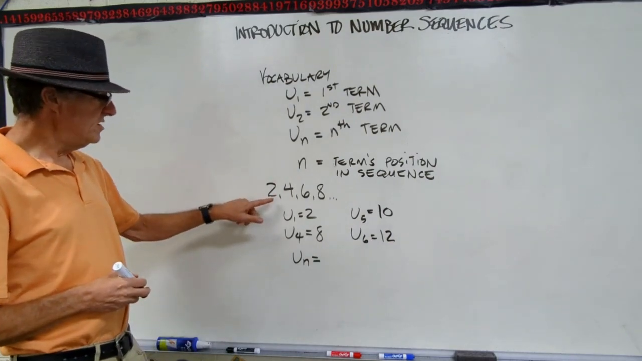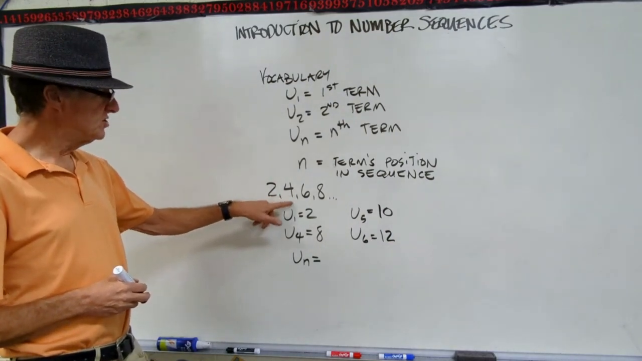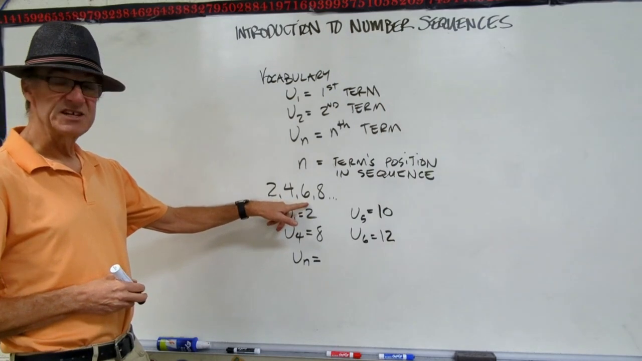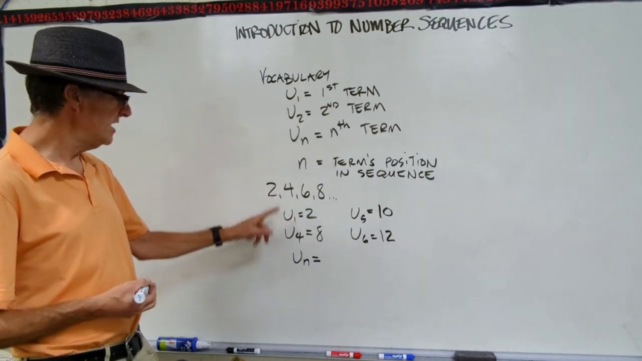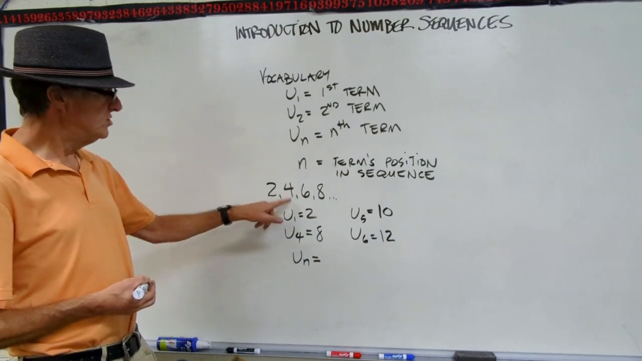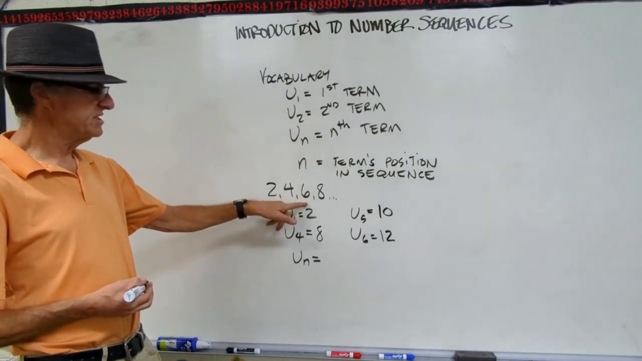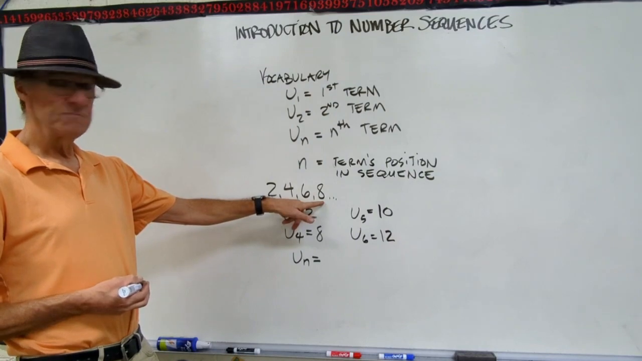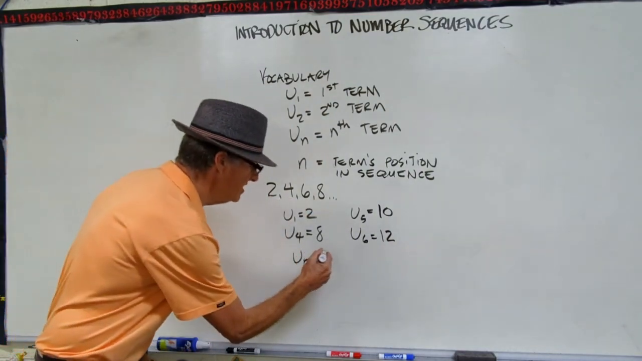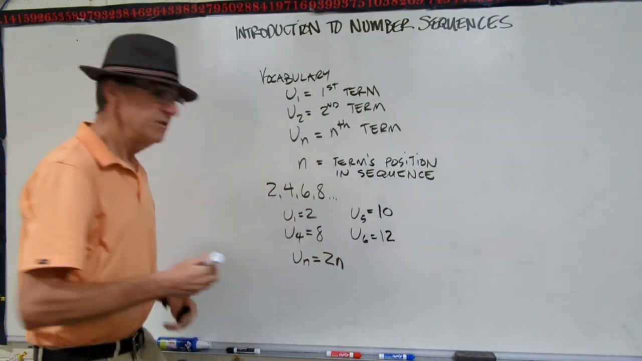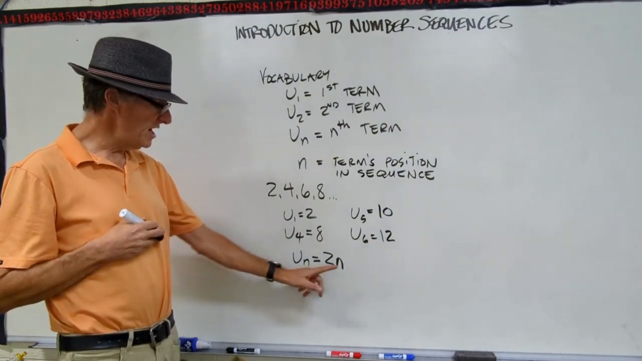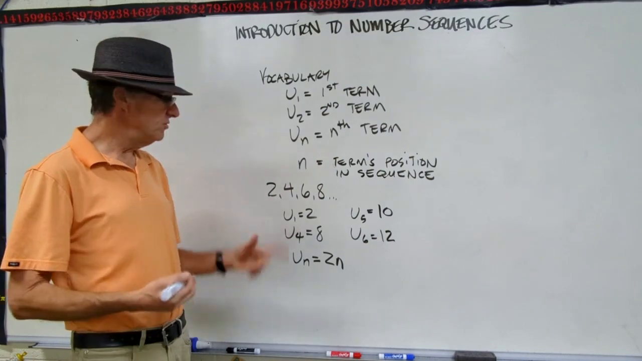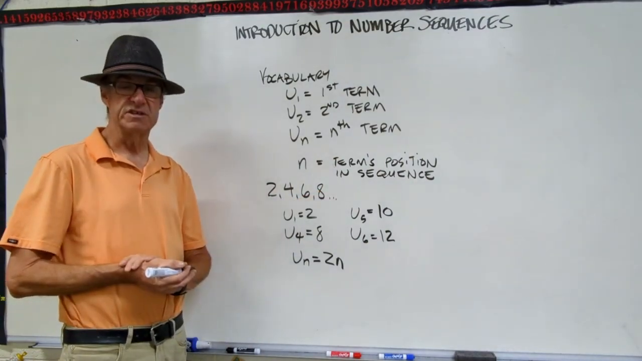You'll notice that term 1 is 2, term 2 is 4, term 3 is 6. So what we're doing is we're multiplying the term number by 2 each time. 1 times 2 is 2, 2 times 2 is 4, 3 times 2 is 6, the fourth term times 2 is 8. So this would just be 2n. So this means that if you want to know the 97th term, you just multiply 97 by 2, and that will tell you what the 97th term of this sequence is.